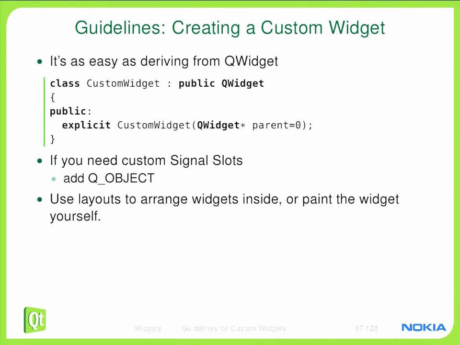If you want to use signals and slots in your custom widget class, then it's important that you add the Q_OBJECT macro. Now there are two possibilities. If you just want to put together your custom widget from ready-made Qt widgets, then you just use a layout to arrange the widgets inside. Or you paint the widget yourself using QPainter.